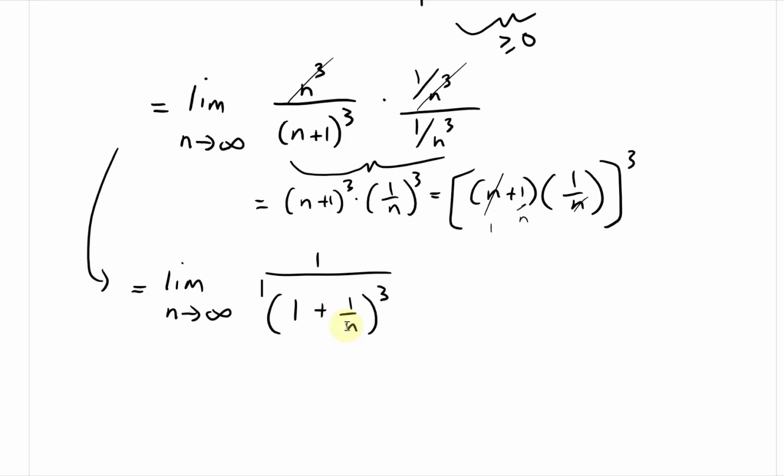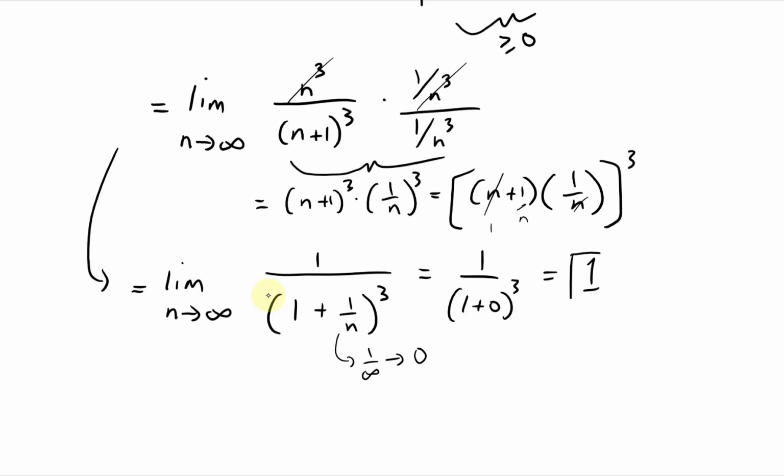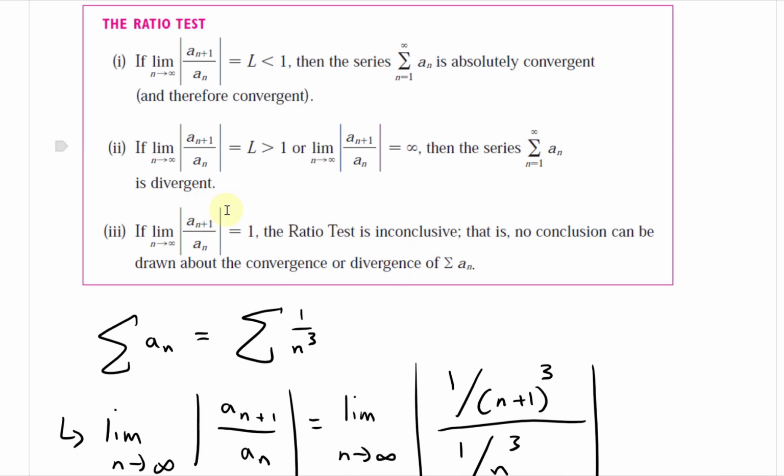Now there's only one n variable, and as n goes to infinity, this part here, 1 over infinity, approaches 0. So this limit is going to equal 1 divided by (1 plus 0) cubed. In other words, that's just 1 cubed, which equals 1. So that is our limit. This equals 1.